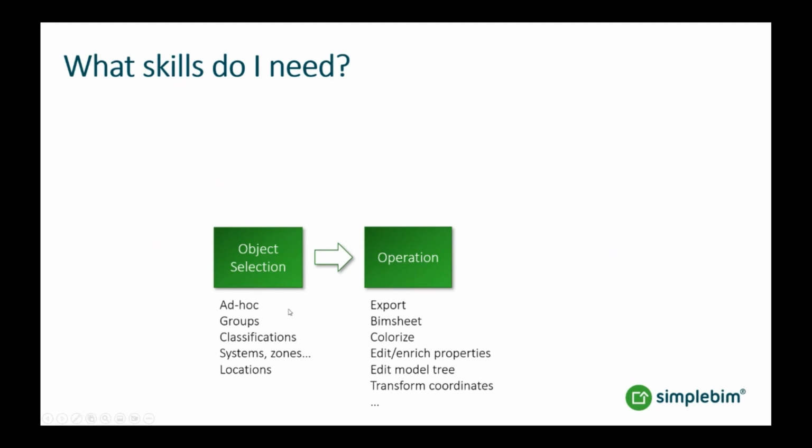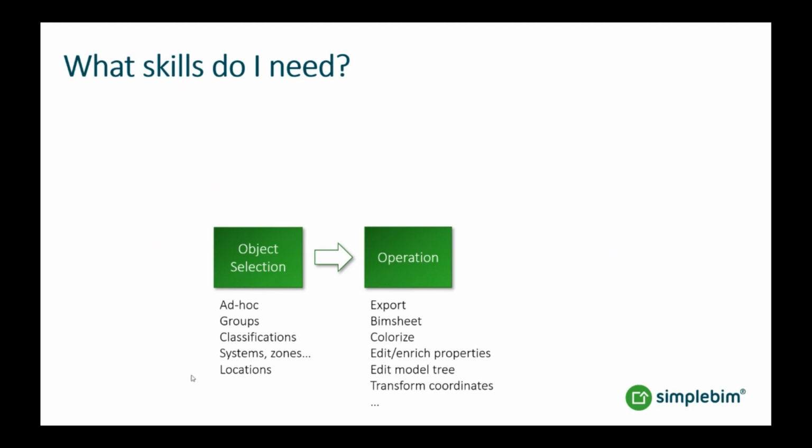So there are several ways of creating selections, like ad hoc. You just kind of click, click, click, select objects. Then we have the whole big system for groups, which is very, very capable. So you can create groups manually by drag and drop, or you can use rules saying every object that complies to this rule should be in this group. And then classifications, like Uniclass, Uniformat, and so on, hierarchical classification systems. And then HVAC systems and spatial zones.